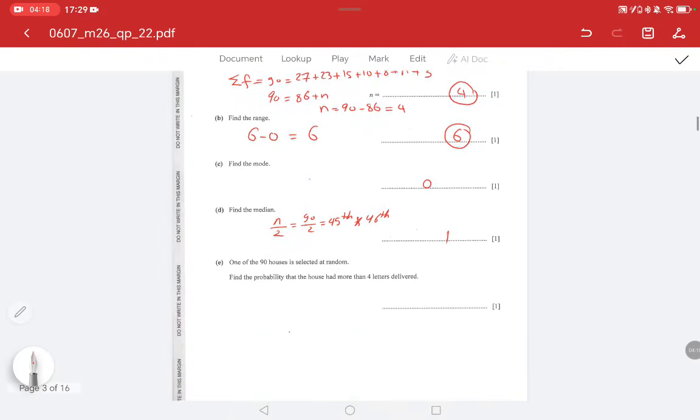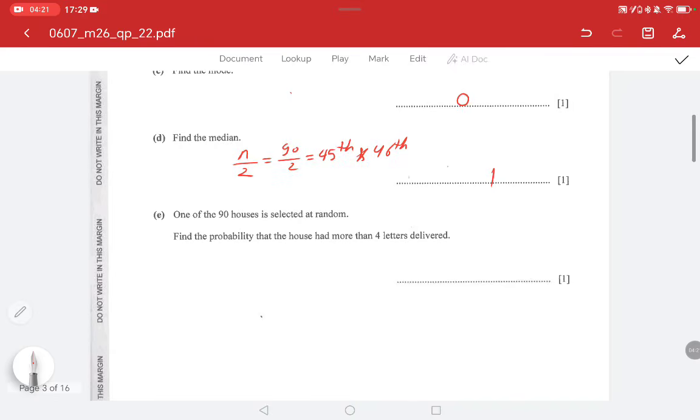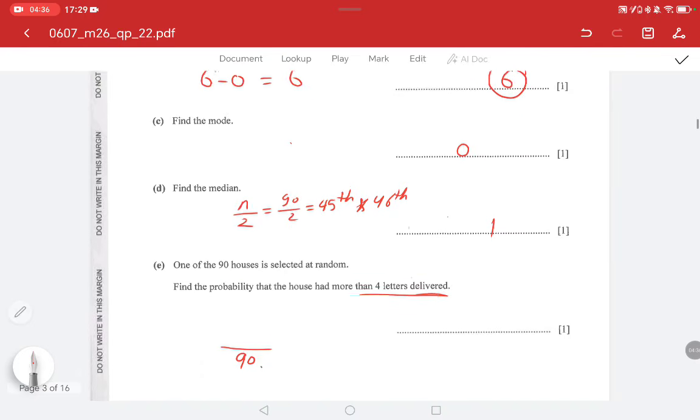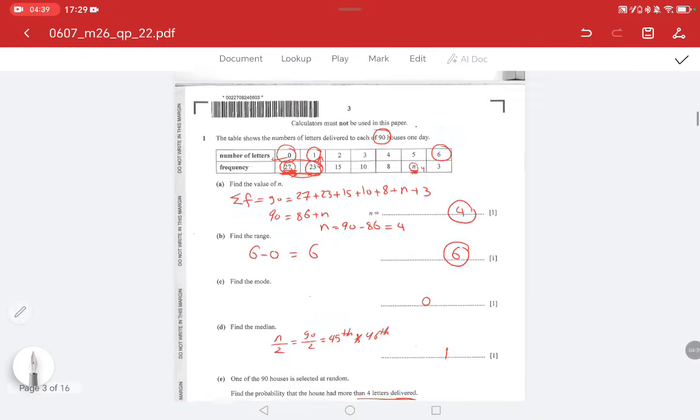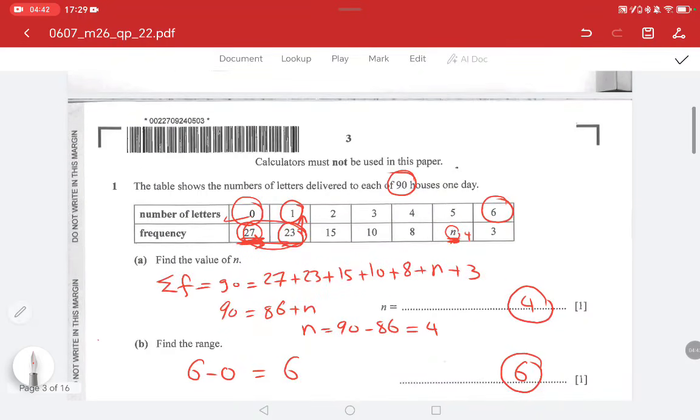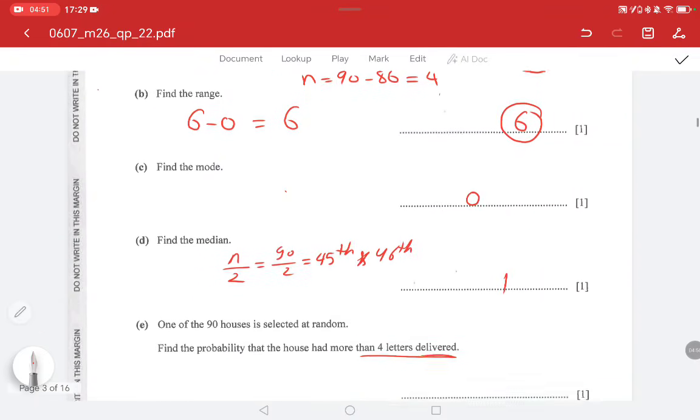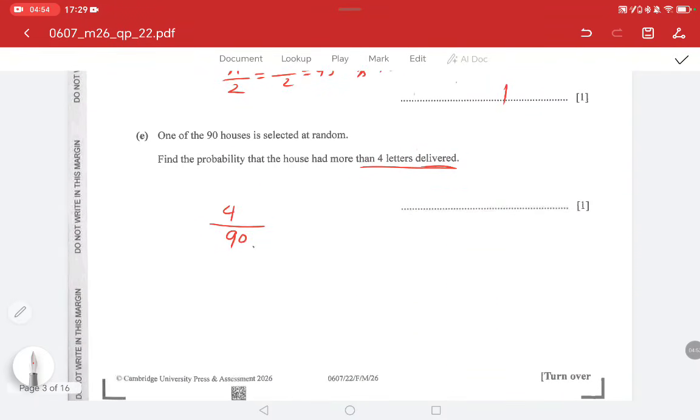So this is the first question. Still, we have part E. They said one of the 90 houses is selected at random, so we have a fraction over 90. Find the probability that the house had more than 4 letters. Let's go back to the table to see where more than 4 is. More than 4 means 5 and 6. How many do we have in 5 and 6? We have 4 plus 3, which is 7. So the answer should be 7 over 90.